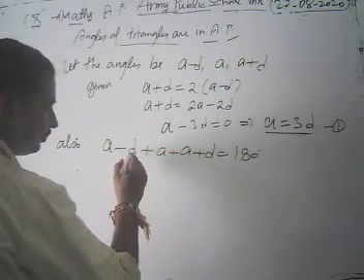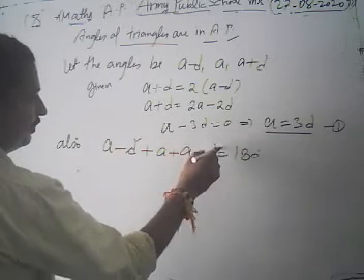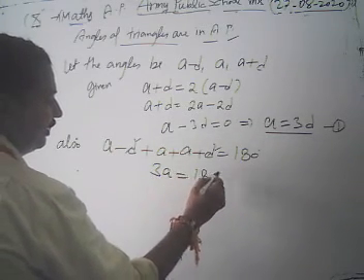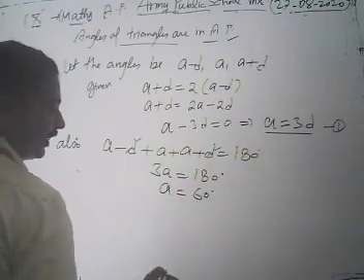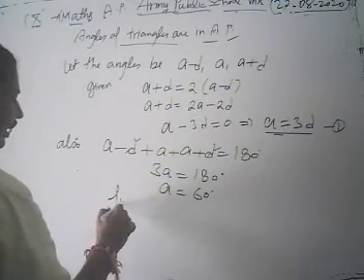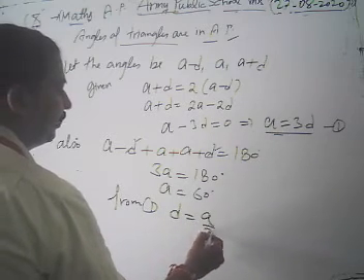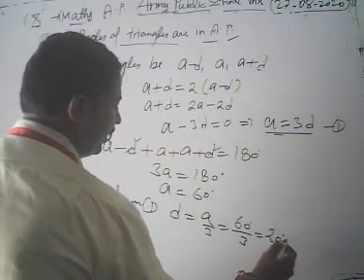Now these d's cancel each other. Then what do we get? We get 3a is equal to 180, then a is equal to 60 degrees. Now we have a is equal to 3d, so d is equal to a by 3, means 60 by 3. What do we get? We get 20 degrees.